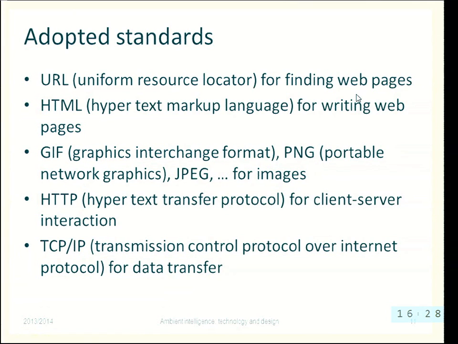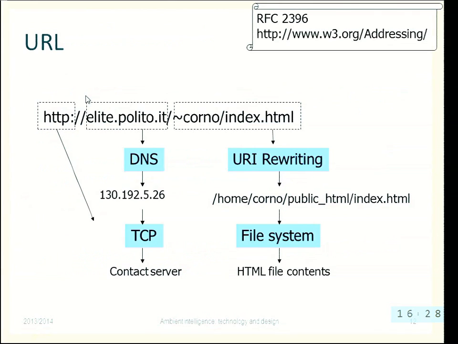So if I want to see the home page of a given company or a given person, I need to know the address of that page, or I need to have a search engine that will give me a link to that address. So every resource on the web has a unique identifier, which is called URL, Uniform Resource Locator. URLs are just strings like this. There is a standard that describes how they're built.